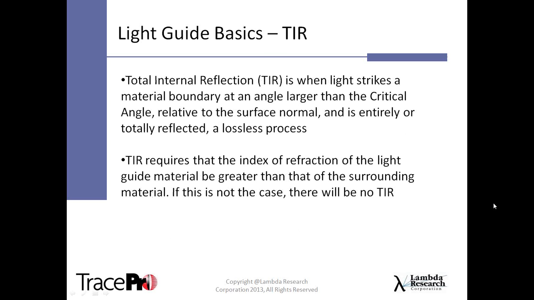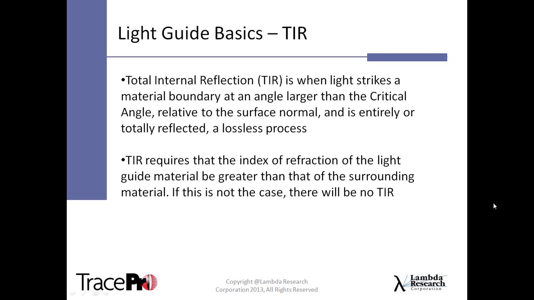Now, light guides, I mentioned, guide light by TIR, or total internal reflection. And TIR is when light strikes a material boundary at an angle larger than the critical angle relative to the surface normal and is entirely or totally reflected. And this is a lossless process. Normal to the surface just means at a right angle to that surface.